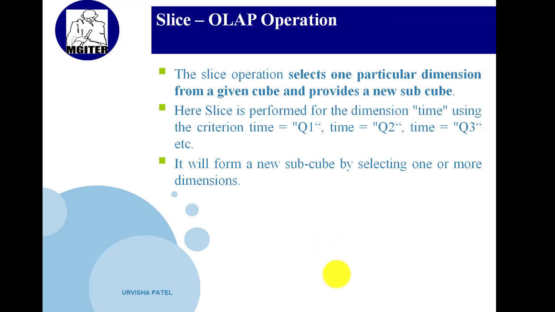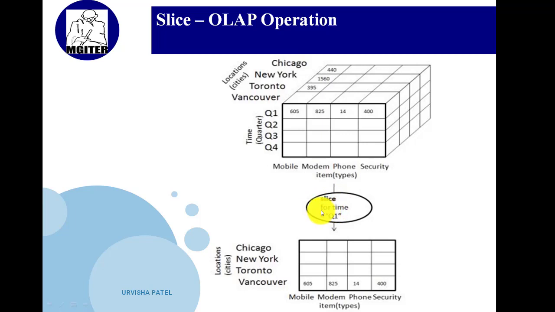Next operation is slice operation. The slice operation selects one particular dimension from a given cube and provides a new subcube. Here slice is performed for the dimension time using criteria time is equal to quarter 1, time is equal to quarter 2 or time is equal to quarter 3, etc. Let's see the example. Slice operation for time quarter 1. Here I want only data of quarter 1. I don't want the data of quarter 2, quarter 3 and quarter 4.